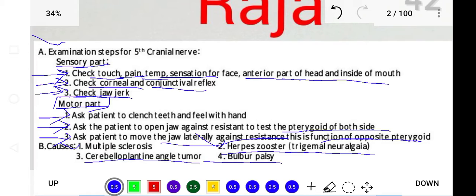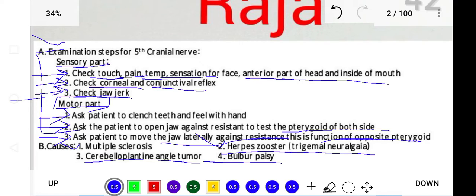In these conditions fifth cranial nerve palsy occurs, and the above mentioned examination points will be found, or pointed out, in the examination of the fifth cranial nerve. This means the patient will complain of loss of pain sensation and loss of temperature sensation on the face, on the head, and inside of the mouth, and loss of taste sensation. There will be an absent corneal reflex. The patient will be unable to open the jaw against resistance, because the pterygoid muscle is innervated by this nerve, and that will be defective.